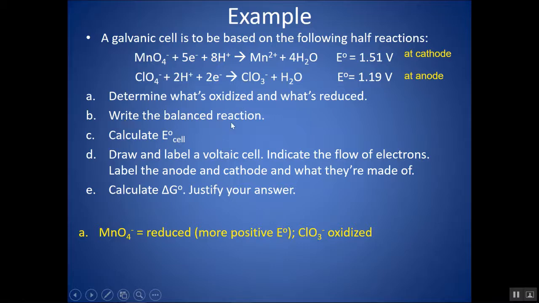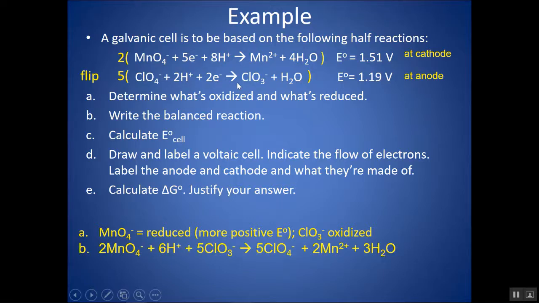Okay, write the balanced reaction. So if I want the balanced reaction for the overall, I've got to add these two together. If I'm going to add these two together, I've got to make sure I've got the same numbers of electrons before I do. This has 5, this has 2, and remember this one's being flipped. So I've got to multiply this by 2, multiply this by 5, flip this one, and then add them together. And when I do that, here is my overall reaction.